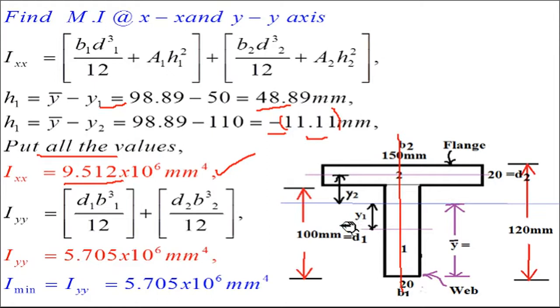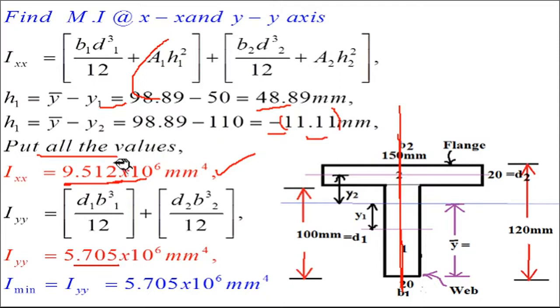symmetrical about y axis, so here H1 and H2 will be 0. So this A1 H1 square and A2 H2 square will not be added about y. Why it is not added? Because center of this section and individual center of the section, they will coincide, means H2 will be 0, H1 will be 0. So we got here Ixx, we got here Iyy.